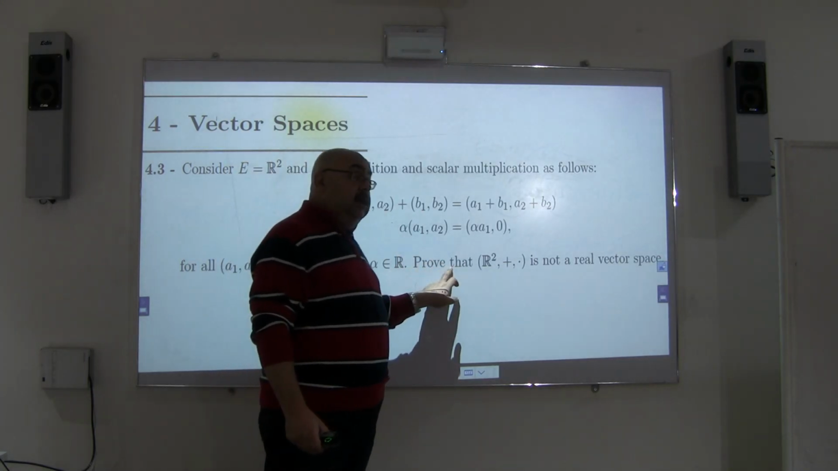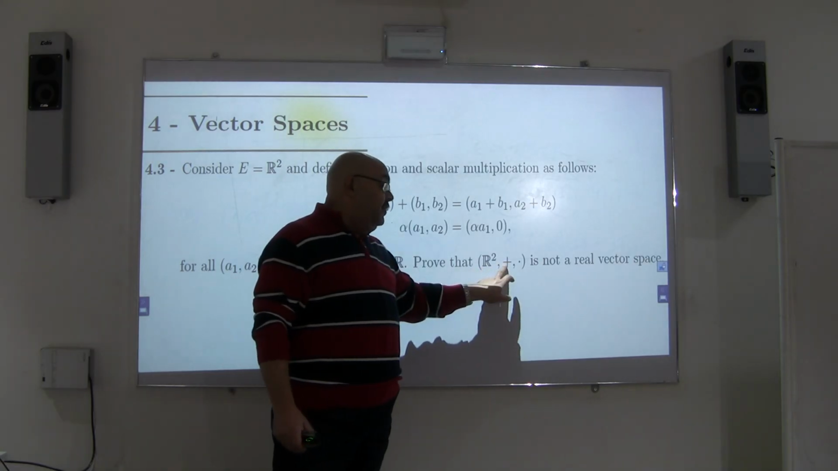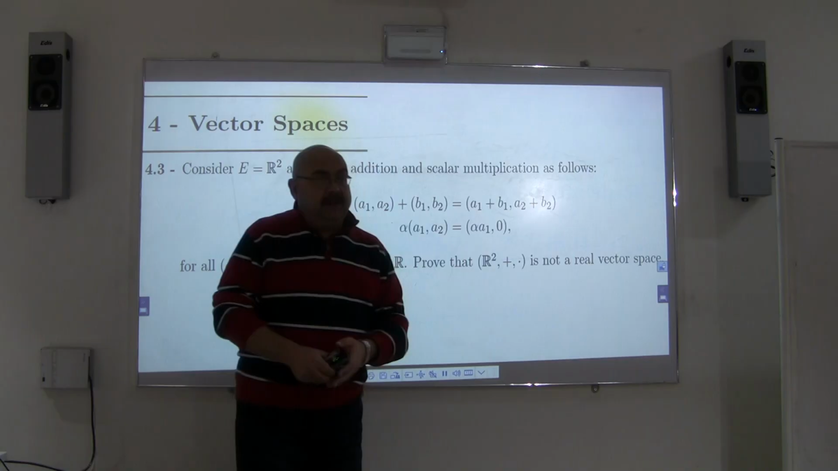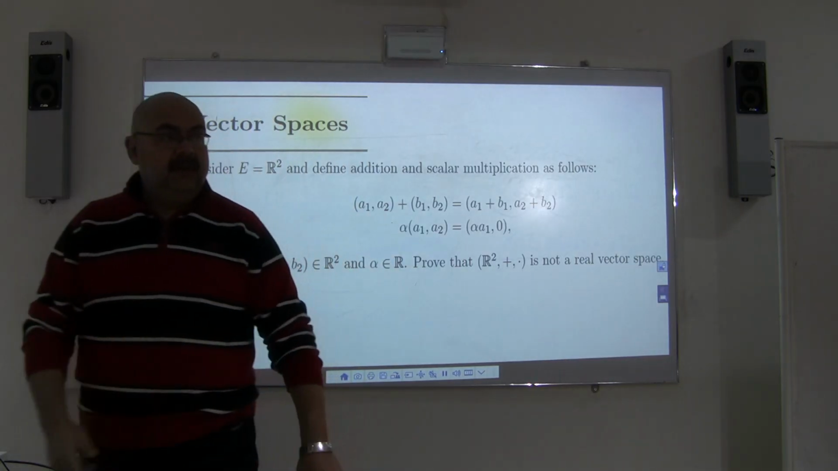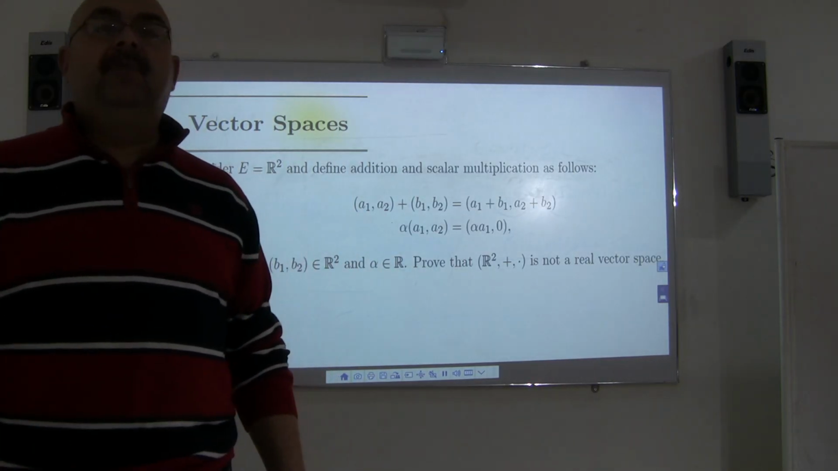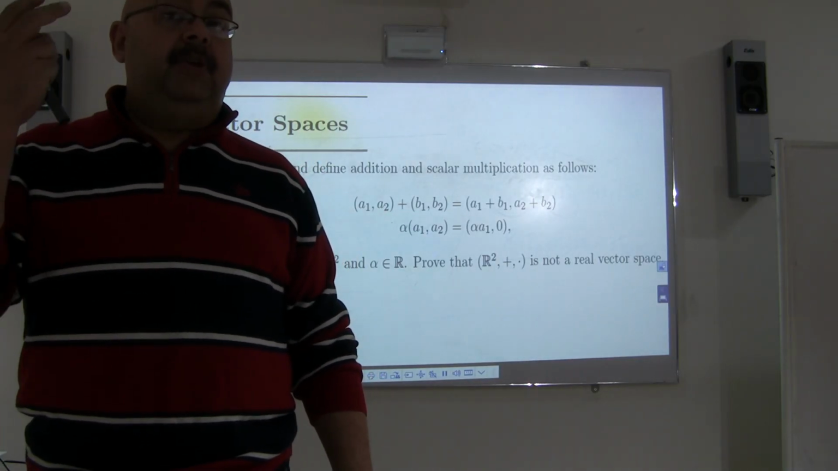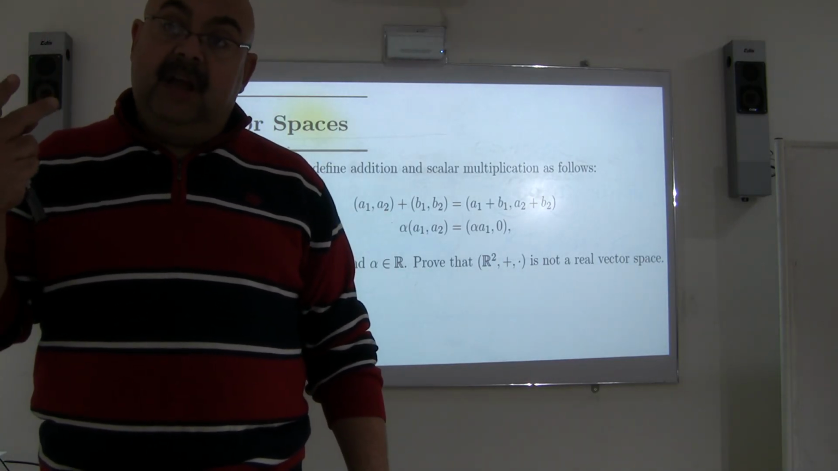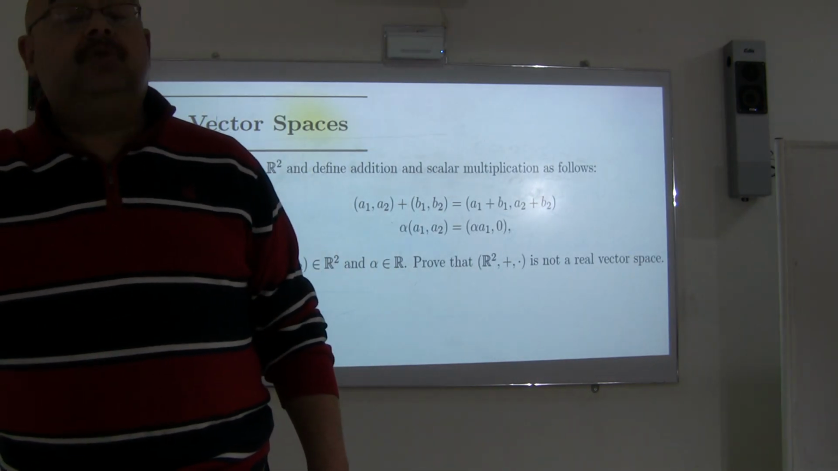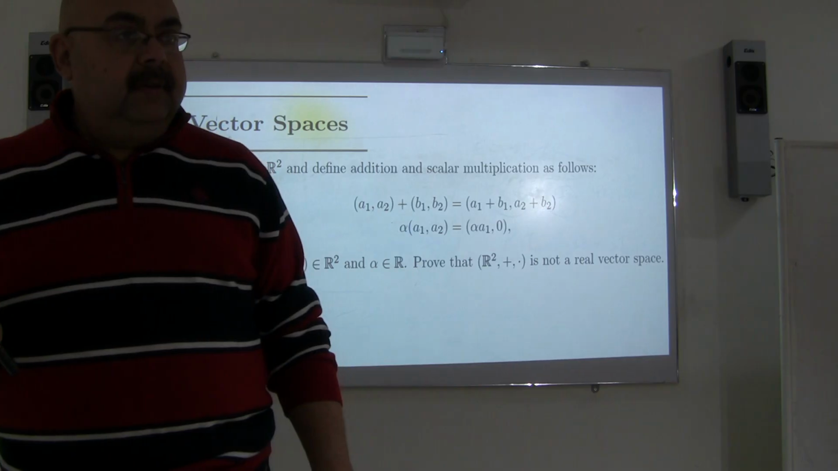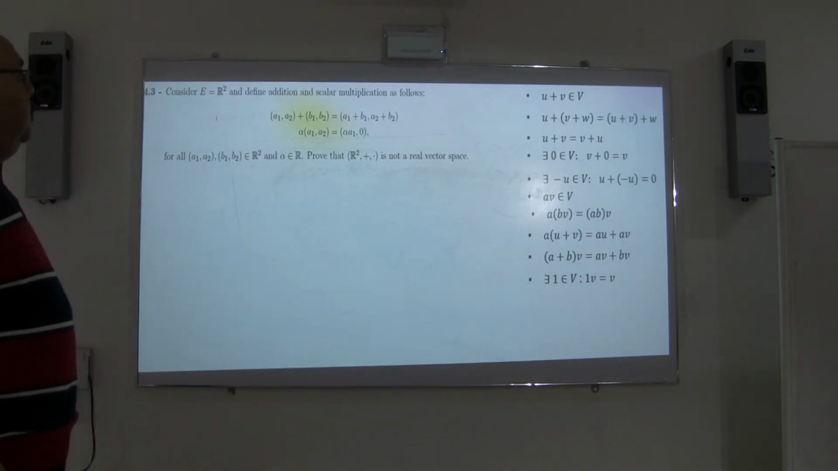It asks you to show that R squared with the addition and the multiplication by the scalar is not a real vector space. In order to prove that it's a vector space, how many conditions should I satisfy? Actually, there are 2 rules, but it contains 10 points to be checked. Okay, let's do them one by one.